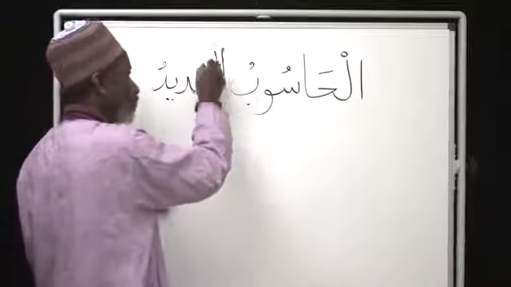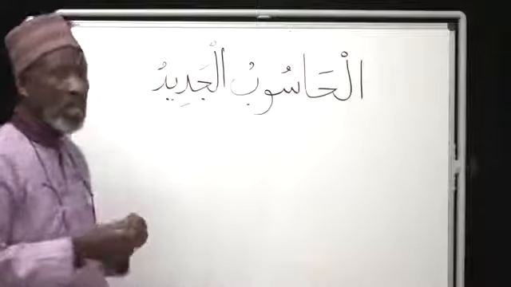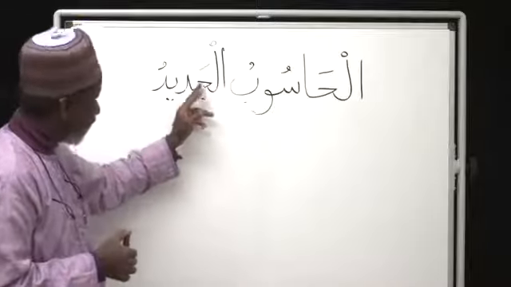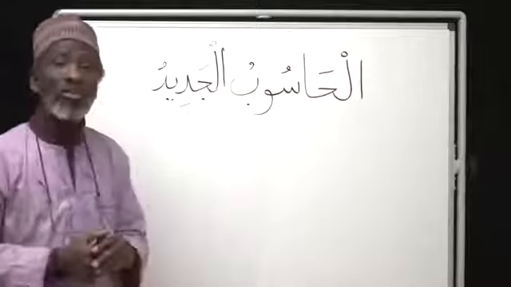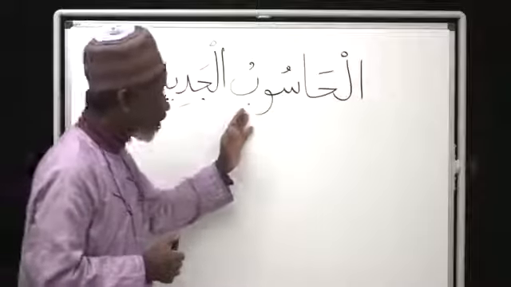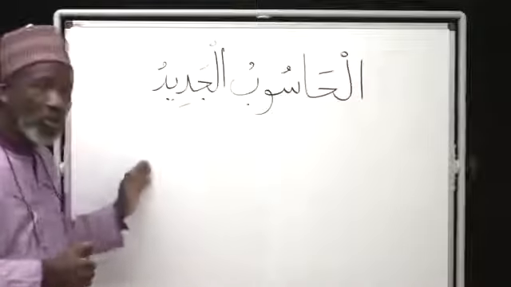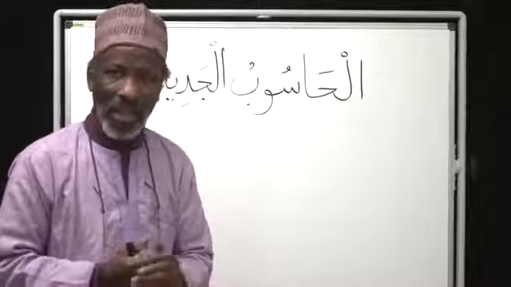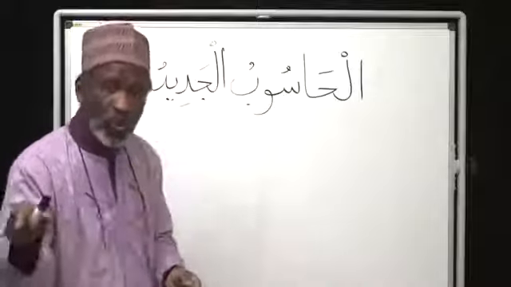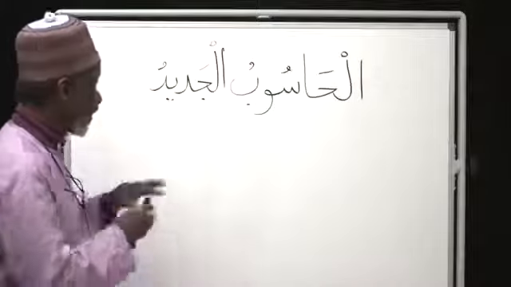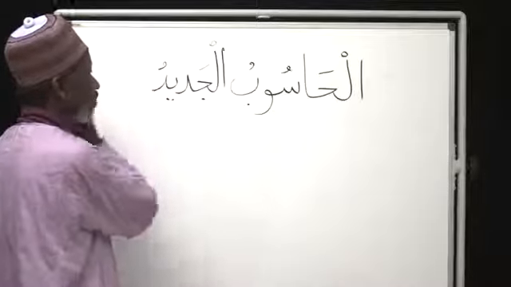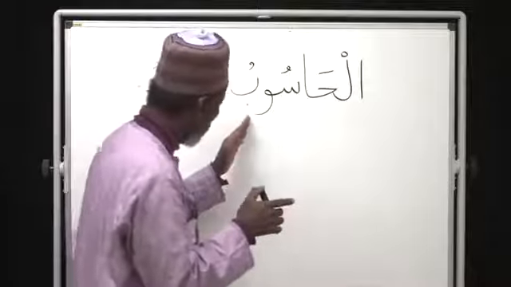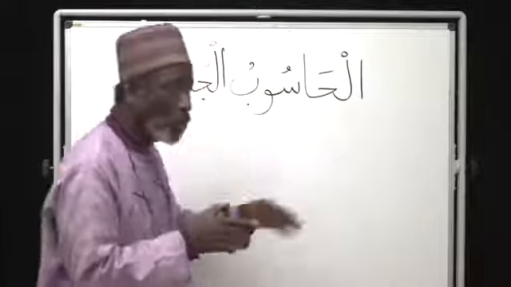Al-hasubu al-jadidu. The literal meaning is the computer, that's al. Here we have al as well. The literal meaning is the new. Al-hasubu, the computer, the new. In English, what do you say? You don't say the computer, the new. You say the new computer.